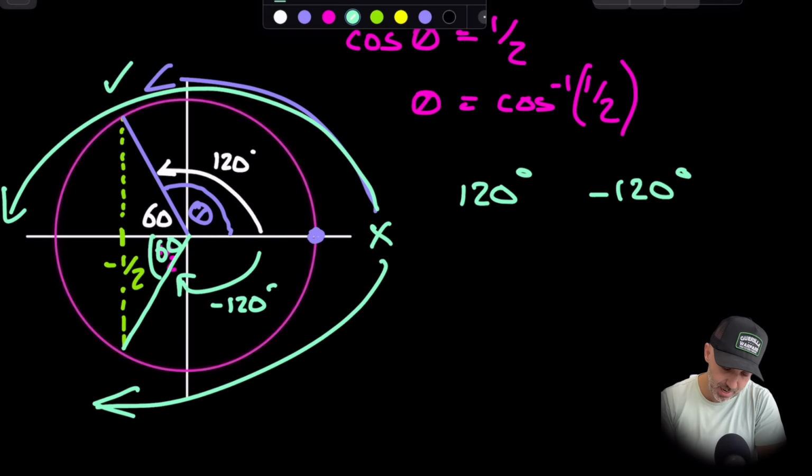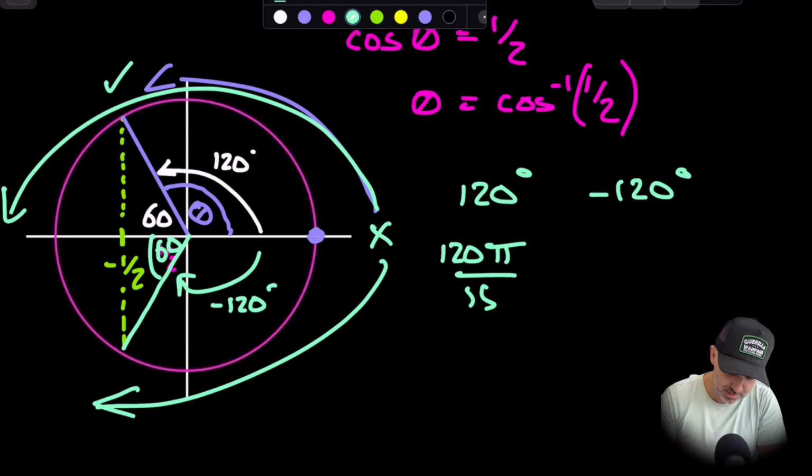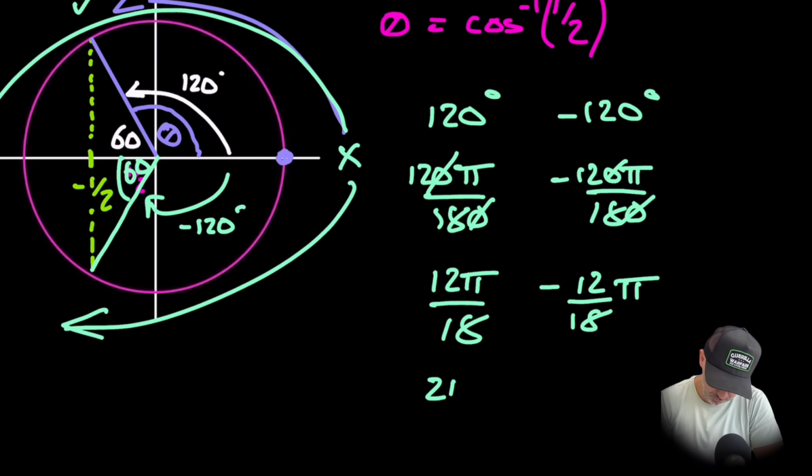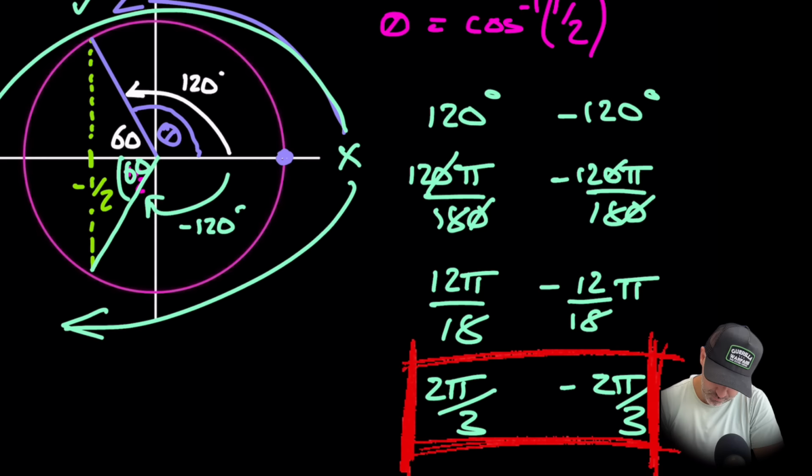And if you had to write that in radians, then it would be 2 pi over 3 and negative 2 pi over 3. There we go. And that's the end of those exam questions.